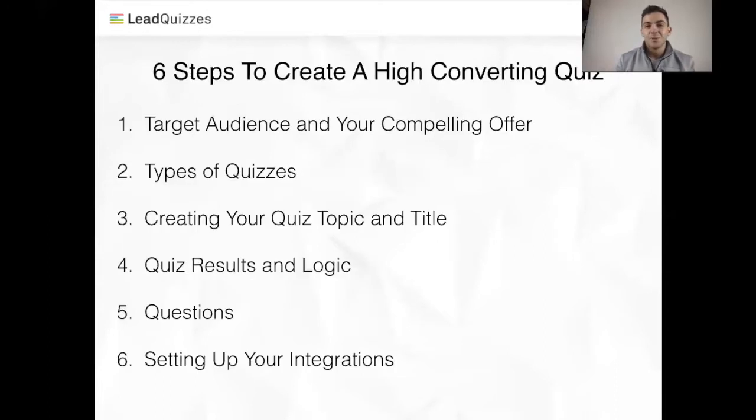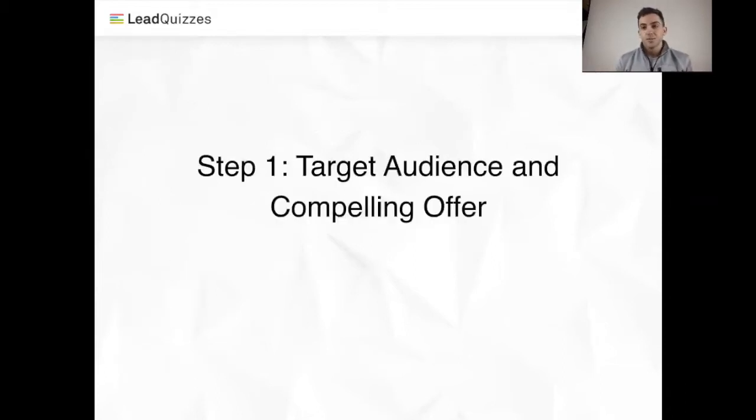So let's dive into it. What I'm going to cover today is the 6 steps to writing a high converting quiz. First, we're going to go over target audience and your compelling offer. We're then going to get into some types of quizzes that you can make. Third, I'm going to go over creating your quiz topic and title. Fourth, quiz results and logic. Then I'm going to go into questions and some best practices around questions. And then finally, setting up your integrations for your quiz.